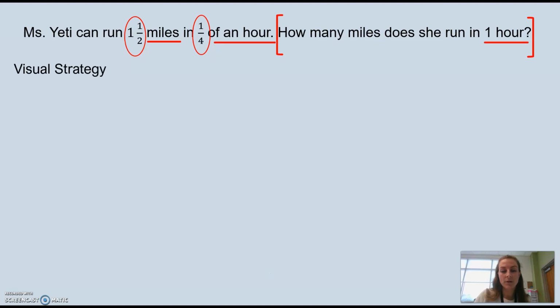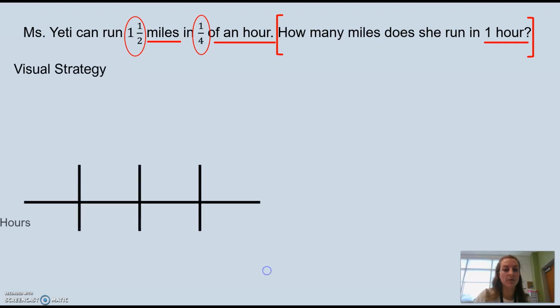So we can think about this using a visual strategy. If we make a table, we can use our information about hours and our information for miles. We want to know about 1 hour. Well, they're telling me 1/4 of an hour. So I can think, how many 1/4 do I need to get 1 full hour?